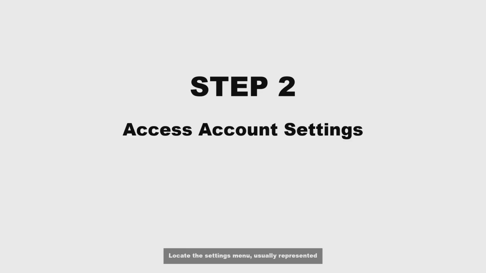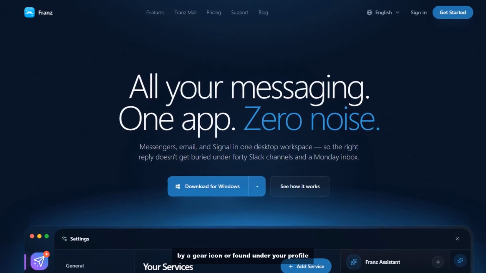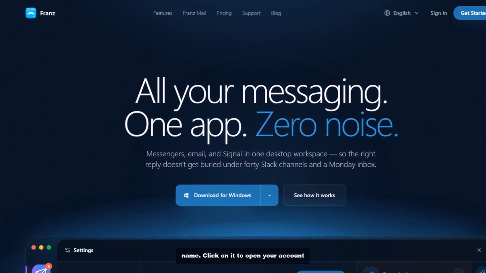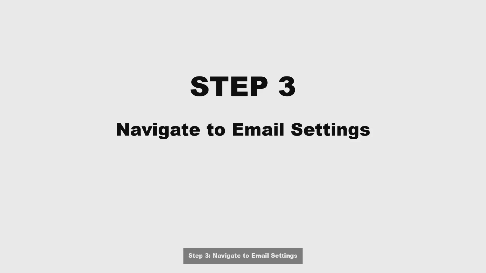Step 2. Access account settings. Locate the settings menu, usually represented by a gear icon or found under your profile name. Click on it to open your account settings.